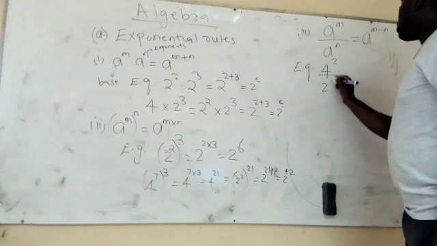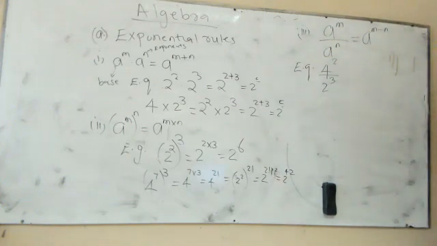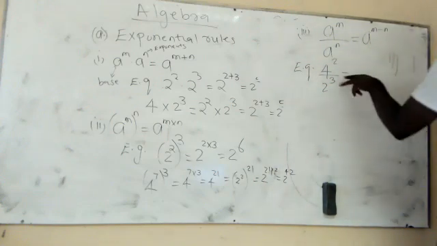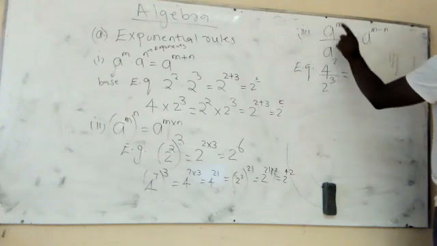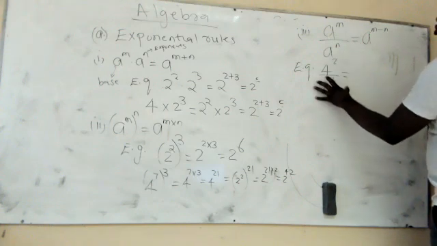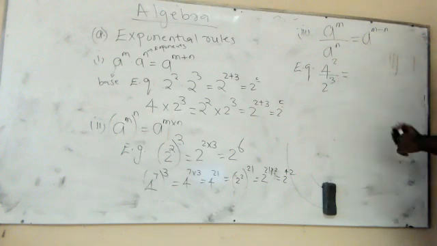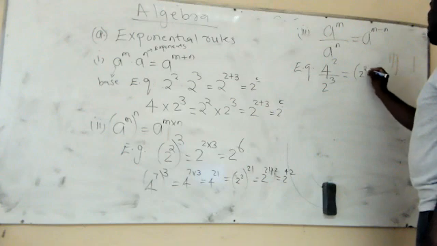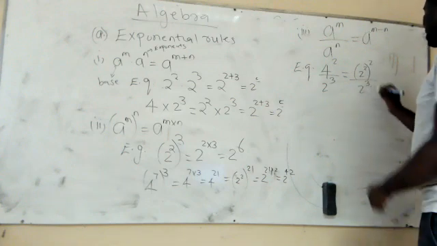So we're having 4 to the power of 2 and 2 to the power of 3. Then how can we solve these questions? What you will need to do here is to make sure that the bases are the same, because if bases are not the same, we cannot apply this rule. So we can make the bases the same by changing 4 to be in terms of 2 to the power of 2. So if we change 4 to be 2 to the power of 2, we're going to have 2 to the power 2, all to the power of 2, divided by 2 to the power of 3.